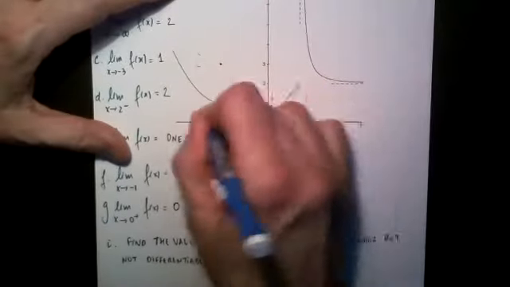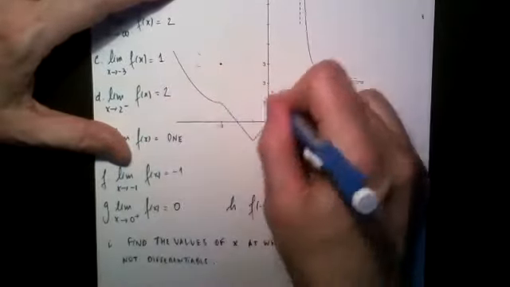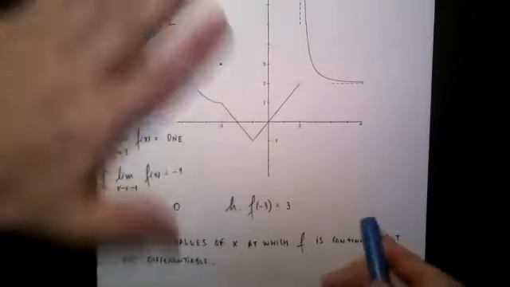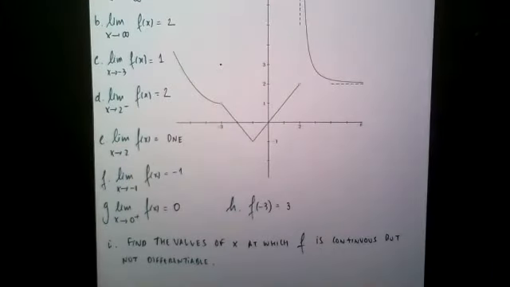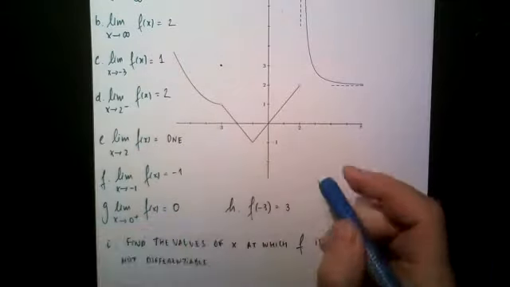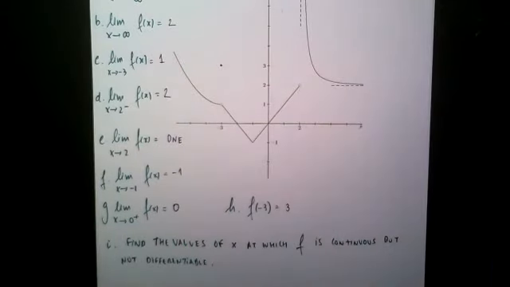Okay, let's go. Find the values of x at which f is continuous but not differentiable. Can you tell me, anybody? When x is -1. When x is -1, very good.